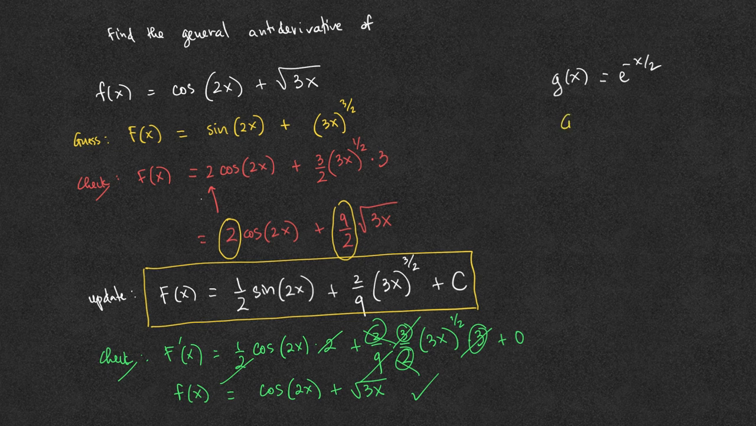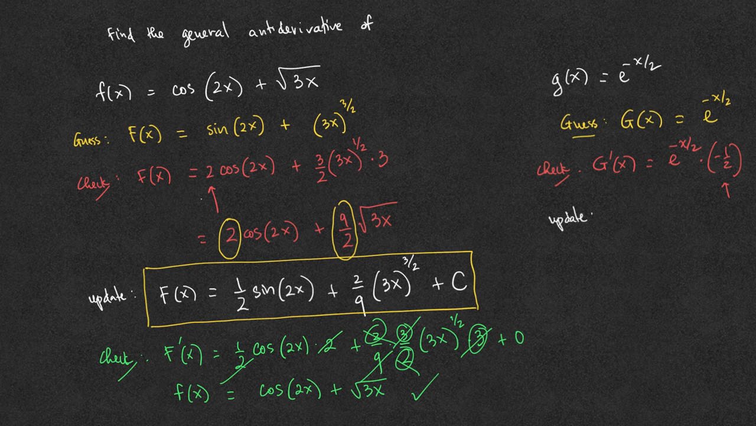For g of x, this is exponential. We know that the derivative of e to the something is e to the something, so we would guess that the capital G of x is e to the negative x over 2 for now. And we check this. G prime of x is e to the negative x over 2 times the derivative of negative x over 2, which is negative 1/2. But we don't have that extra factor, negative 1/2, so we would need to update our guess.